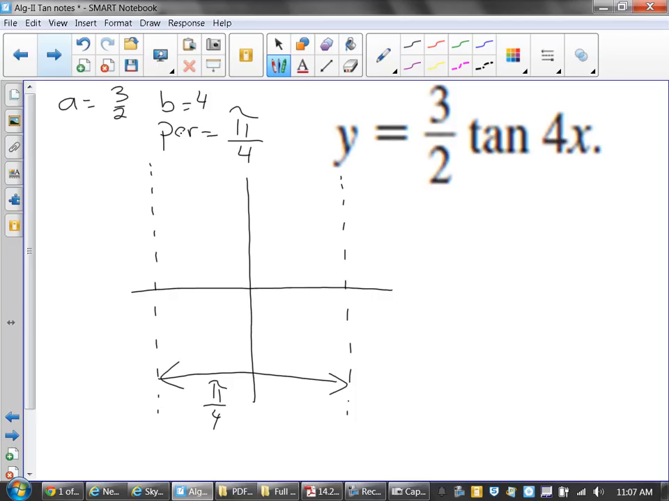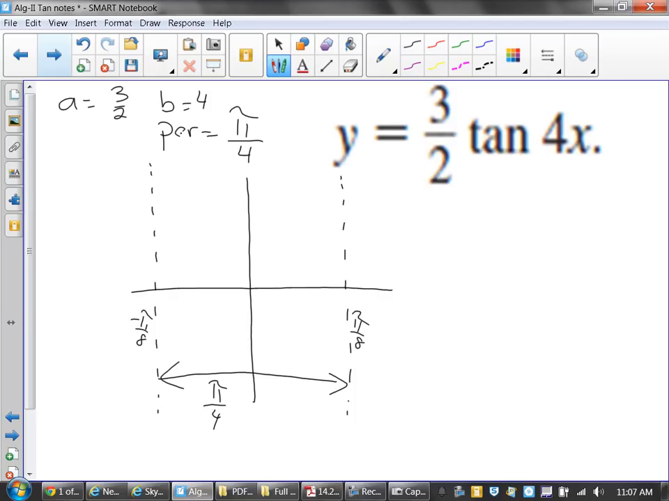And since the parent function is always mapped around the origin, that means the origin is the halfway point. So what's half of pi over 4? So that means that my asymptotes are at pi over 8 and negative pi over 8. Are we okay with that?